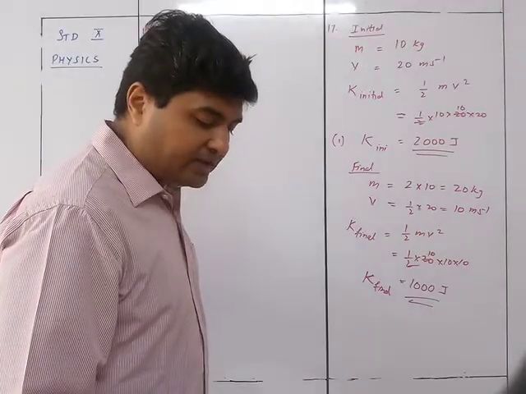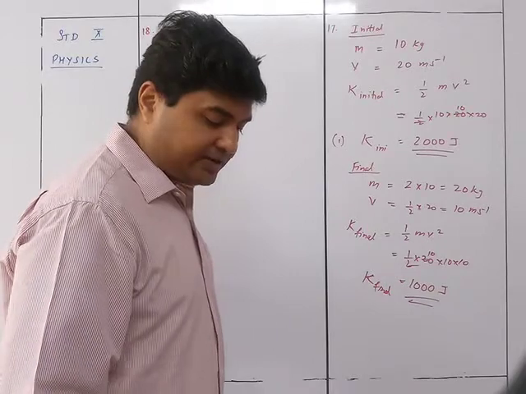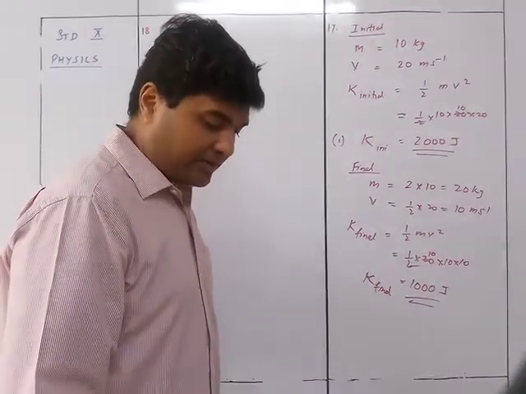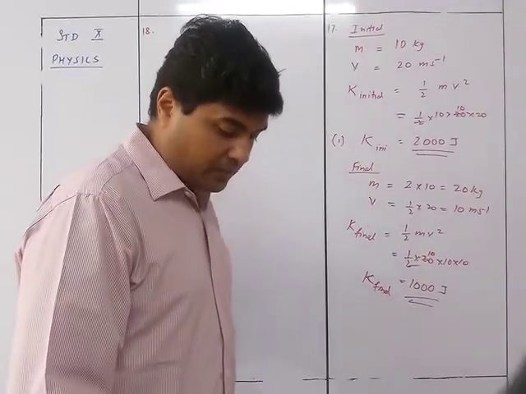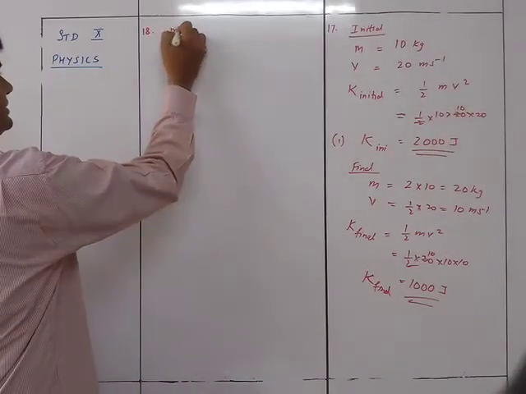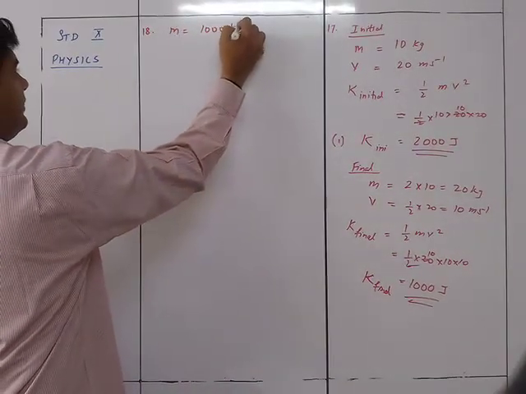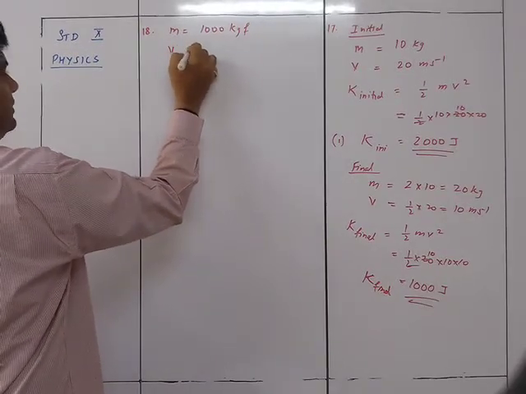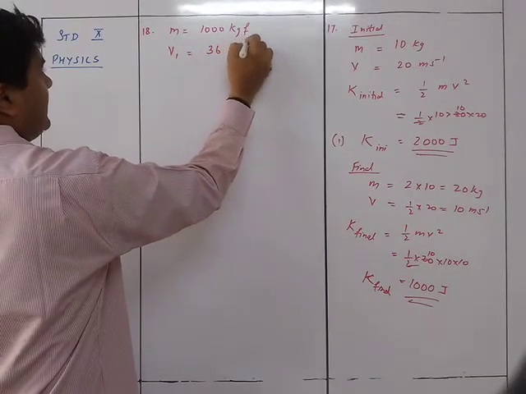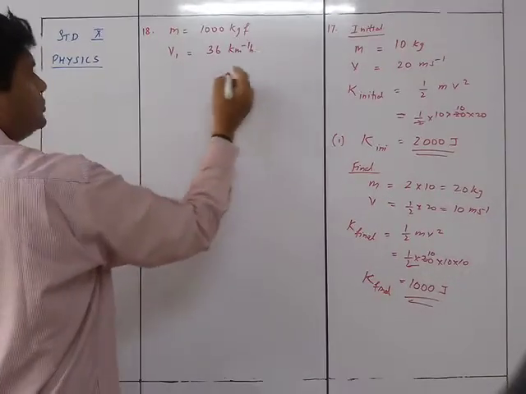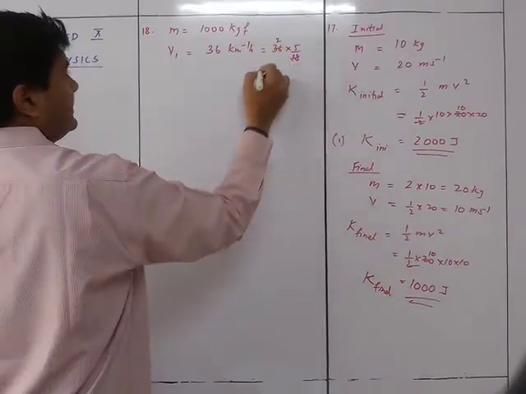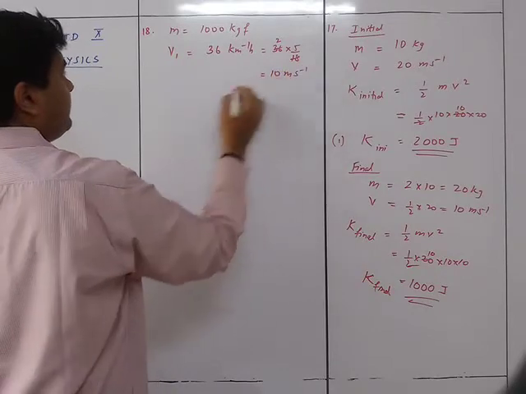A truck weighing 1000 kgf changes its speed from 36 km per hour to 72 km per hour in 2 minutes. Calculate the work done by the engine and its power. Okay. So what we have is mass is equal to 1000 kgf. V1 is equal to 36 kilometers per hour. So that is nothing but 36 into 5 upon 18. So that's 10 meter per second.